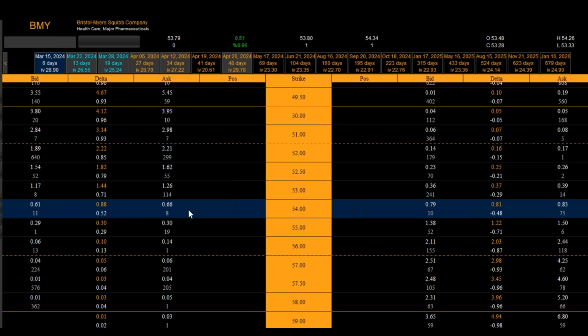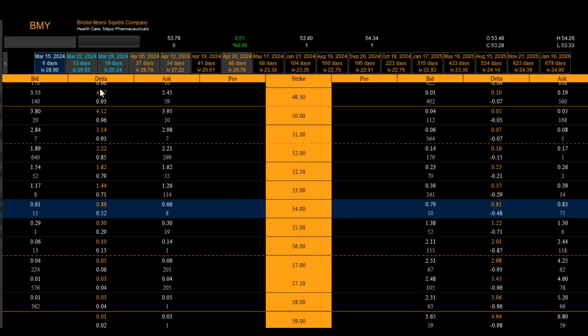Down here on 54, which is approximately where the stock was trading at the time, you see it was 53.79. So this is what would be considered pretty close to at the money. You've got bid 61, ask 66, so just a 5-cent spread.